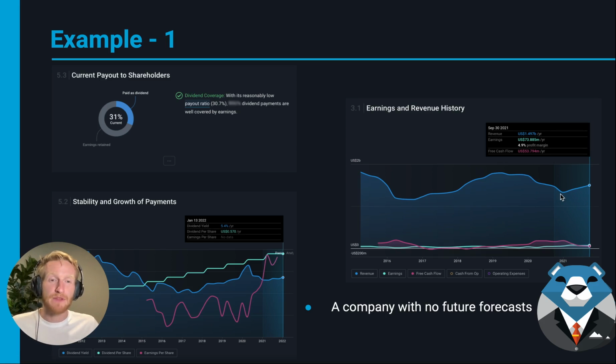Now, this is a company with no future forecast, meaning analysts haven't actually provided any estimates of the future. So you'll see this chart right here, the stability and growth of payments, actually stops here at 2022 because there's no estimates of the future. So I'd have to make my own judgment call on what I think the future will be like based on my own research, because there's no analyst covering the stock.